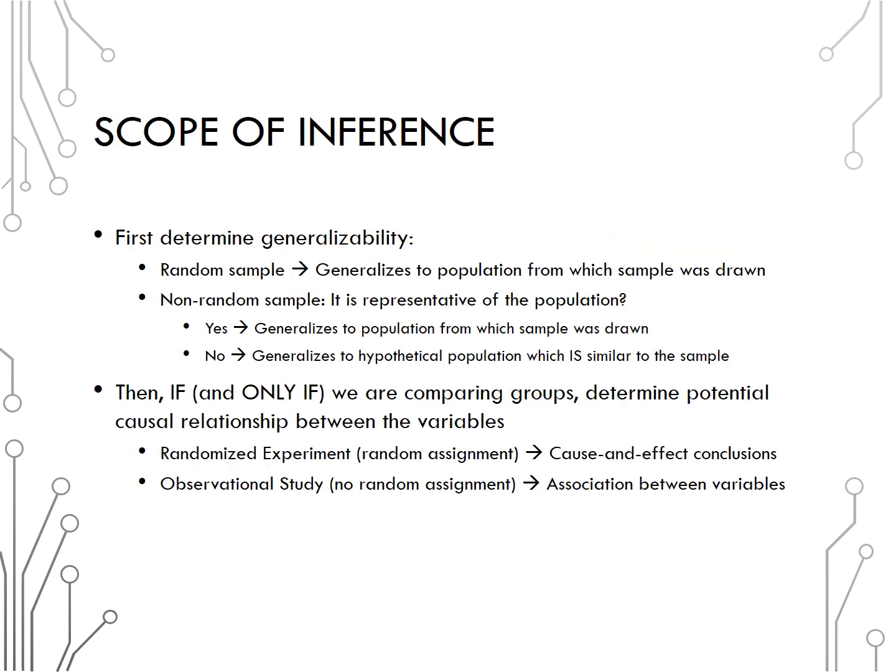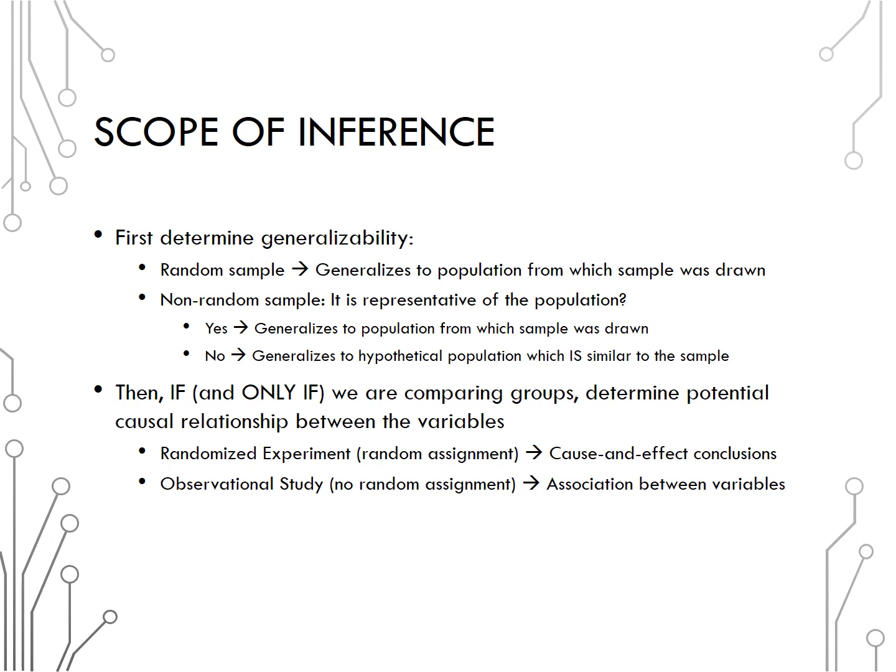Chapter 4, Scope of Inference. In Chapter 2, we talked about generalizability. If we have a random sample, we can generalize our sample to the population from which the sample was drawn. In a non-random sample, we should ask ourselves, is our sample representative of the population? If we can argue it is representative, then we can generalize the results of our sample to the population. If not, then we can only generalize the results of our sample to some hypothetical population which we don't know, which is similar to the sample.